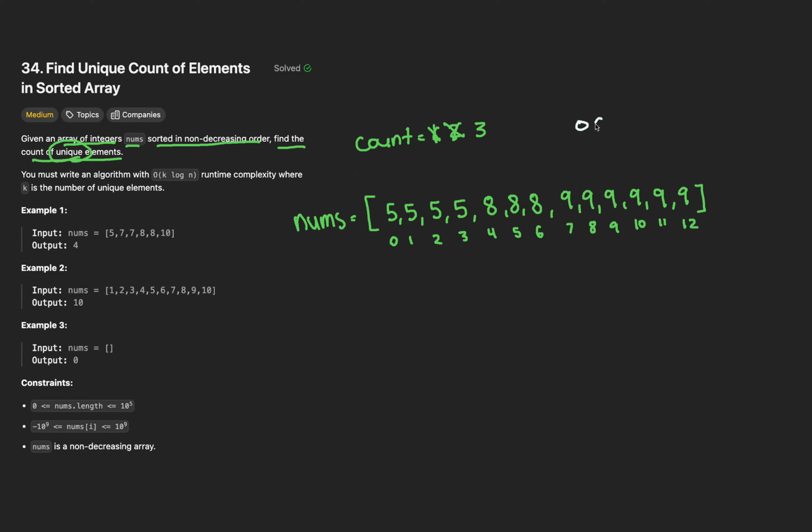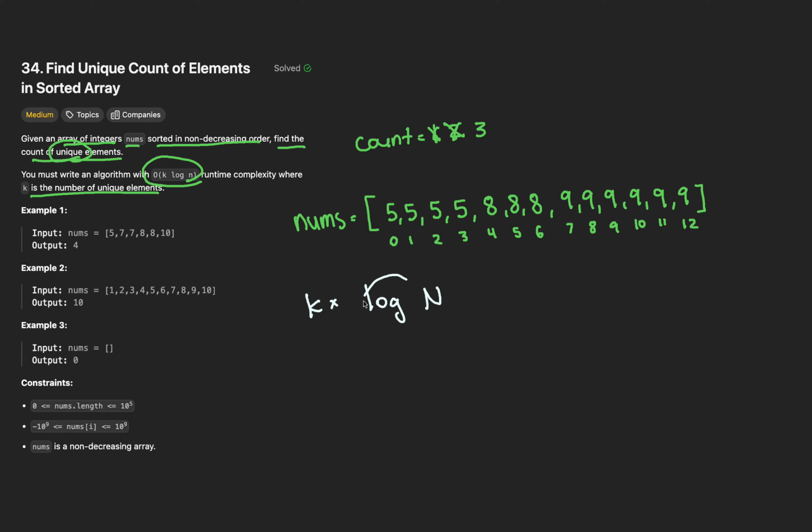This is a big O of n time complexity because we had to process every single element. As always, there's a big gotcha. Look at what time complexity we have to come up with. It's k times log n, where k is the number of unique elements.